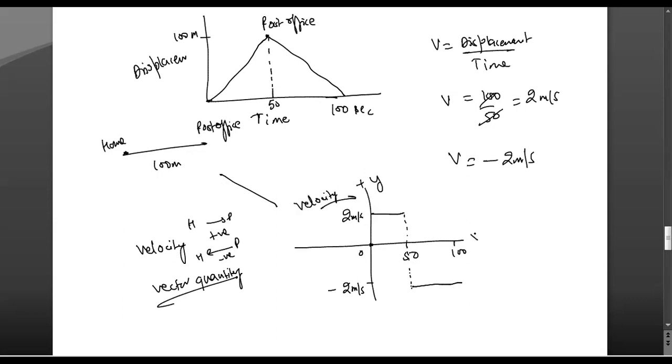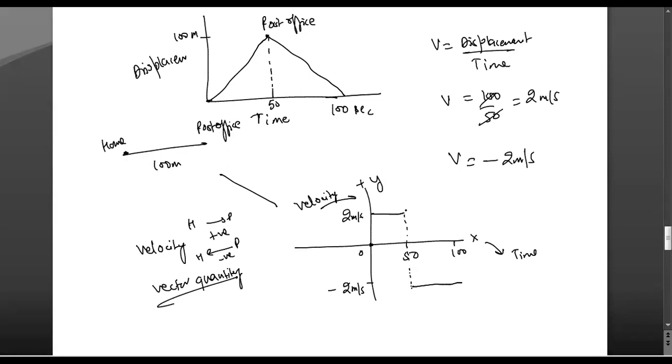This is velocity, and this x-axis is representing the time. So from 0 to 50 seconds, this velocity is positive 2 meter per second, constant. At 1 second, 2 seconds, 3 seconds, 1.5 seconds, it is still 2 meter per second.